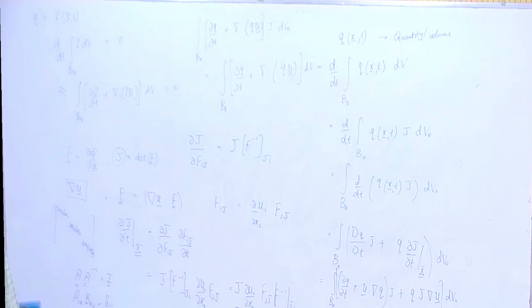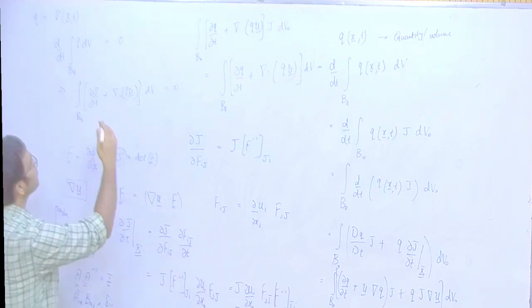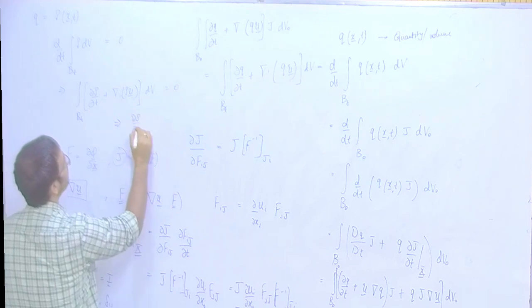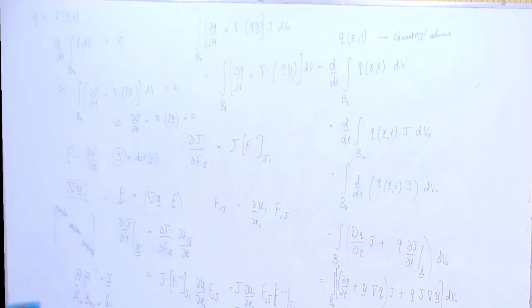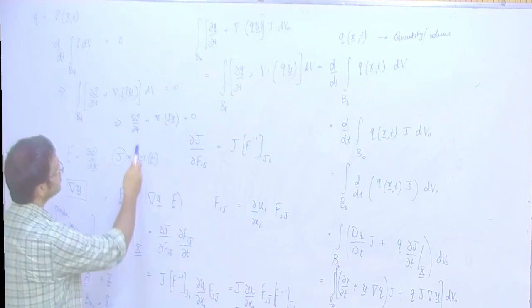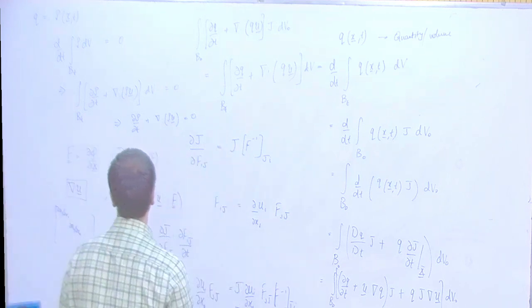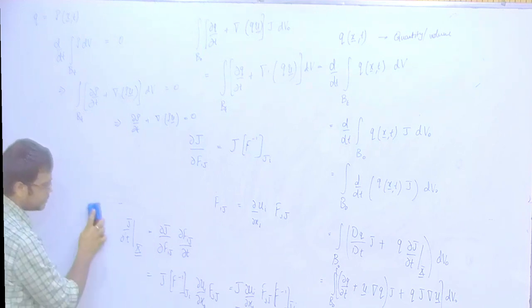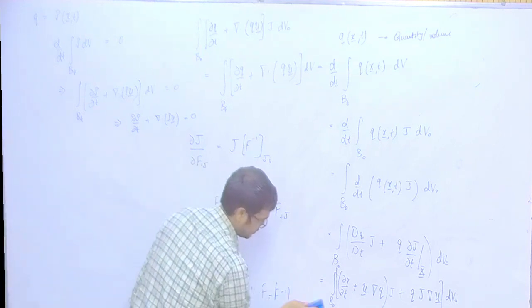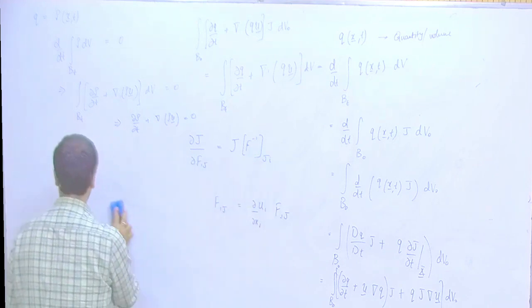What does that mean? If a function's integral is 0 over all arbitrary domains, what does it mean? The function is 0 almost everywhere. So this means ∂ρ/∂t + ∇·(ρu) is 0. And this is your mass equation or continuity equation, as it is called. This is your continuity equation.